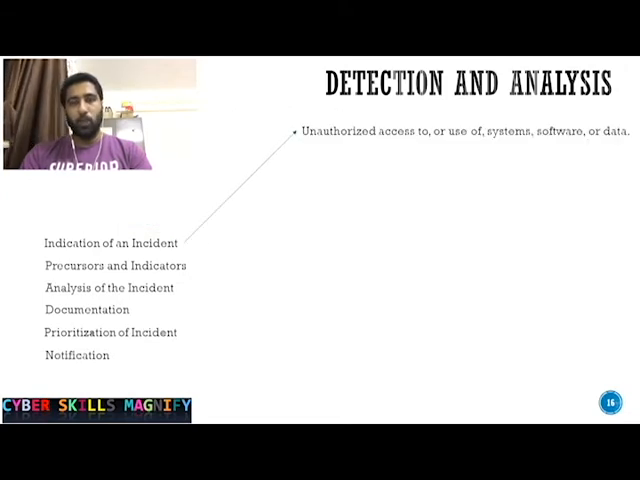Unauthorized access to or use of systems, software, or data. The term unauthorized access describes the act of directly or indirectly accessing information online without authorization. Unauthorized access is often done with the intention of getting data for personal gain or to cause harm to another person. IAM is the best solution here.